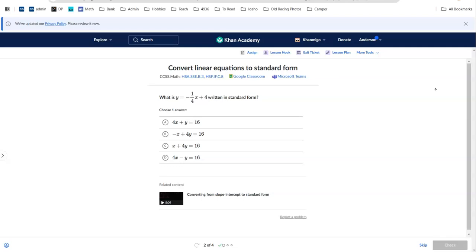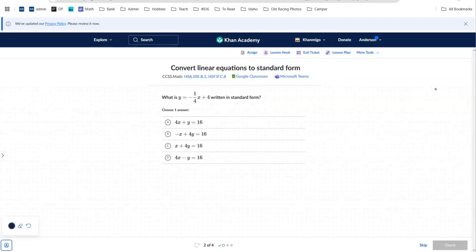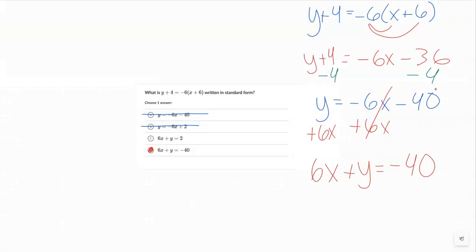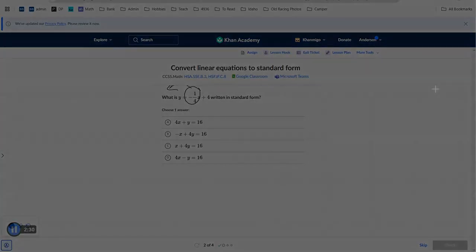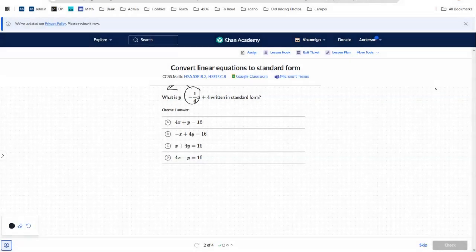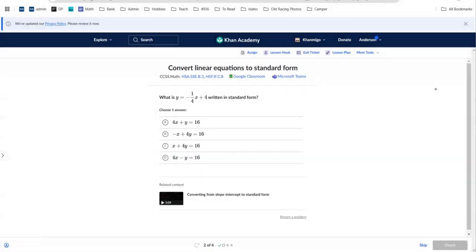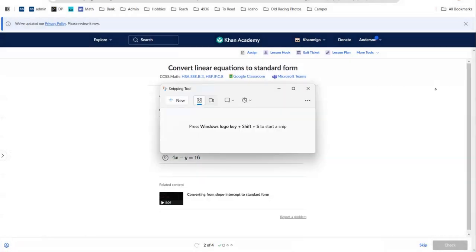Okay, what is y equals negative 1/4 x plus 4 written in standard form? This one's a little bit easier than the last one. All we have to do is move this to the other side. And we do that by adding 1/4 x. Actually, it's a little more complicated now to look at because the answers are written differently. So, hold on. Let me erase something here.